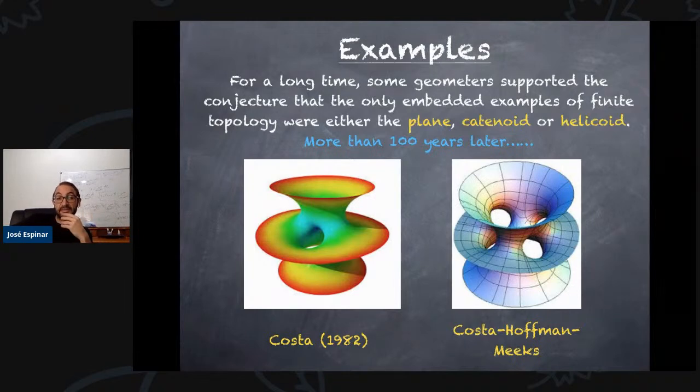In this case, the Costa surface has genus 1, which we can see there in the middle, and 3 ends. Two ends look like a catenoid, the top and the bottom, and the middle one looks like a planar end, like a plane. And later, Costa, Hoffman, and Meeks constructed this kind of example with any genus. Okay.